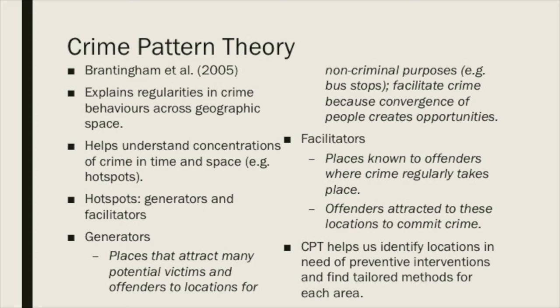Now this brings us to the third element, crime pattern theory, which helps to explain regularities in crime behaviours across geographic space. So this is where this talk of hotspots comes from, because it's referring to how crime becomes concentrated at certain places at certain times, right? Now there are two forms of hotspot. There are generators and facilitators. Generators refer to places that attract many potential victims and offenders for non-criminal purposes. So these might be bus stops, for example. And these happen to facilitate crime because of the convergence of people and opportunities at a particular point. Facilitators, on the other hand, are places that are known to offenders where crime regularly takes place, so offenders are attracted to these locations to commit crime.